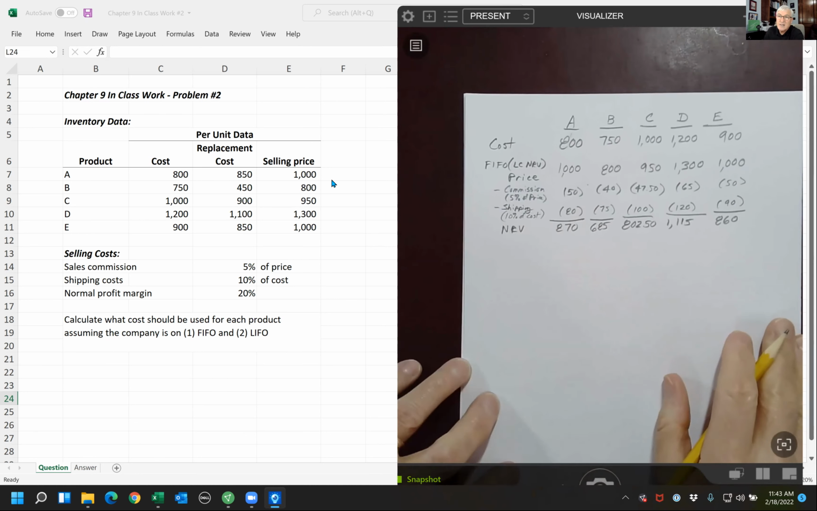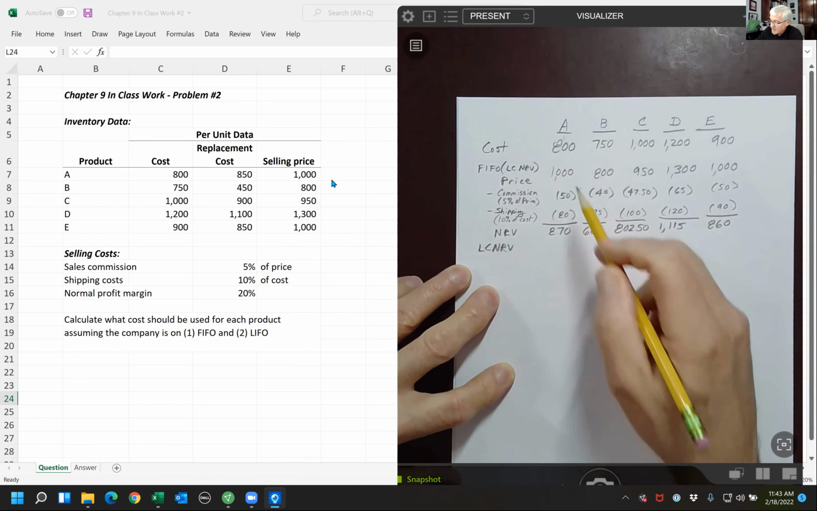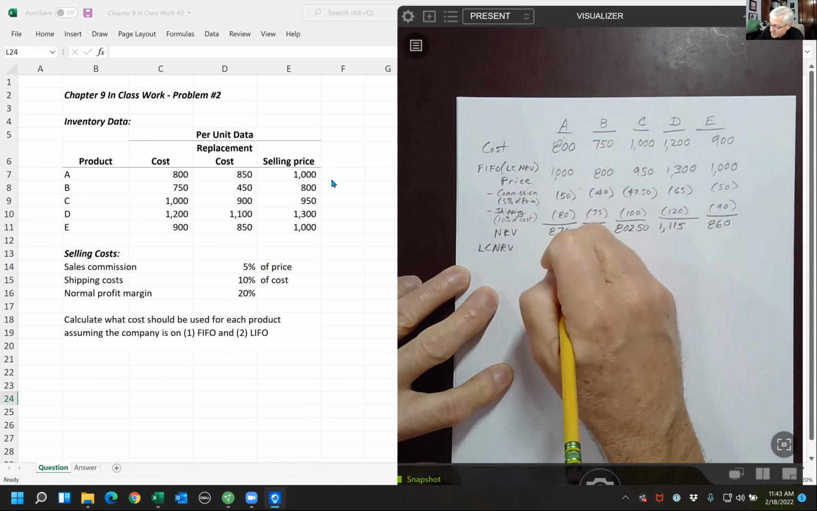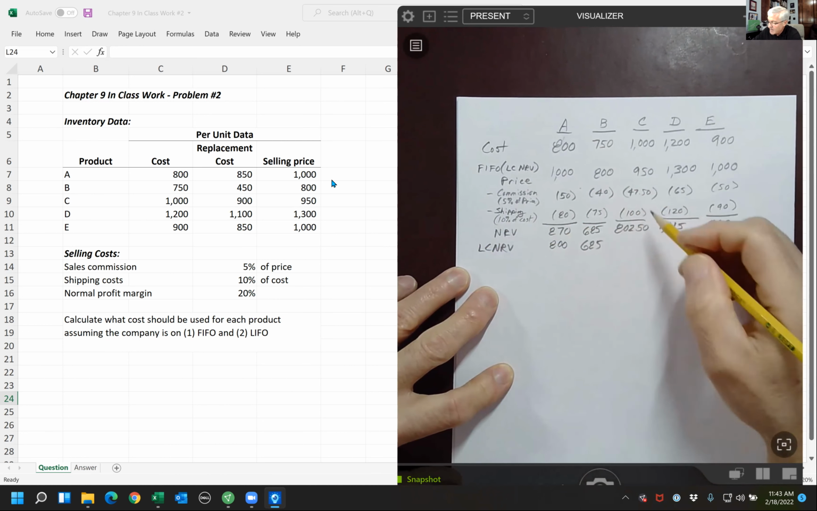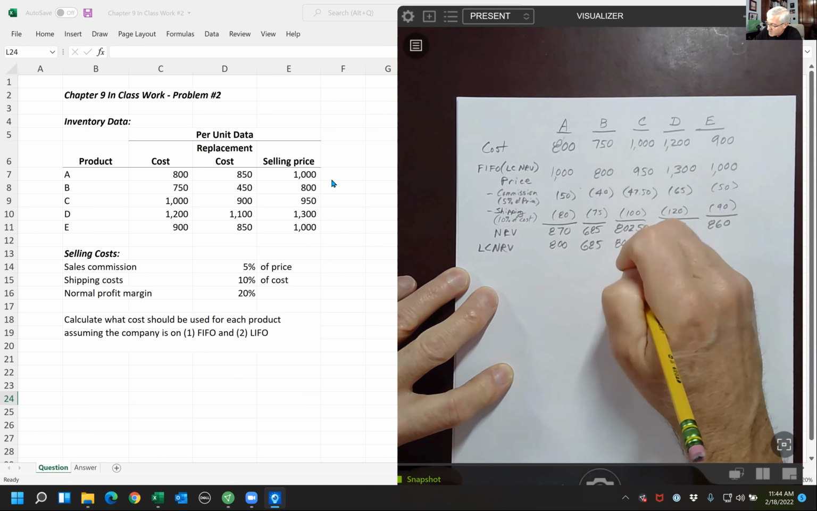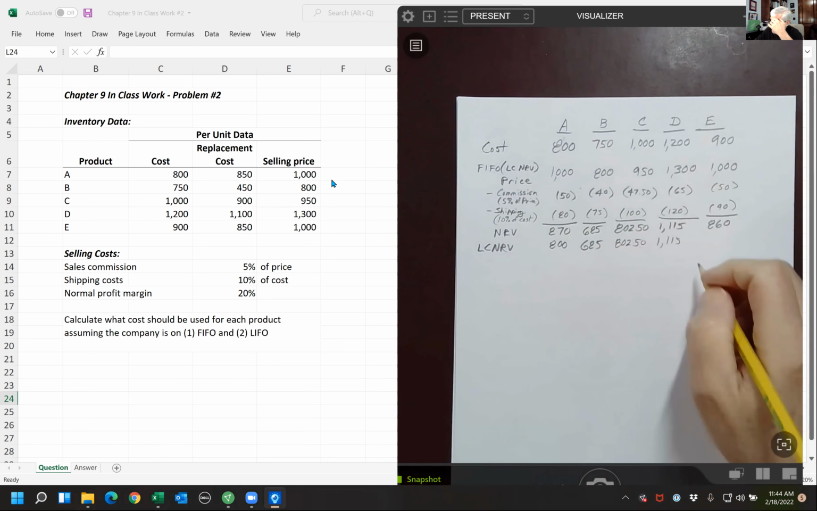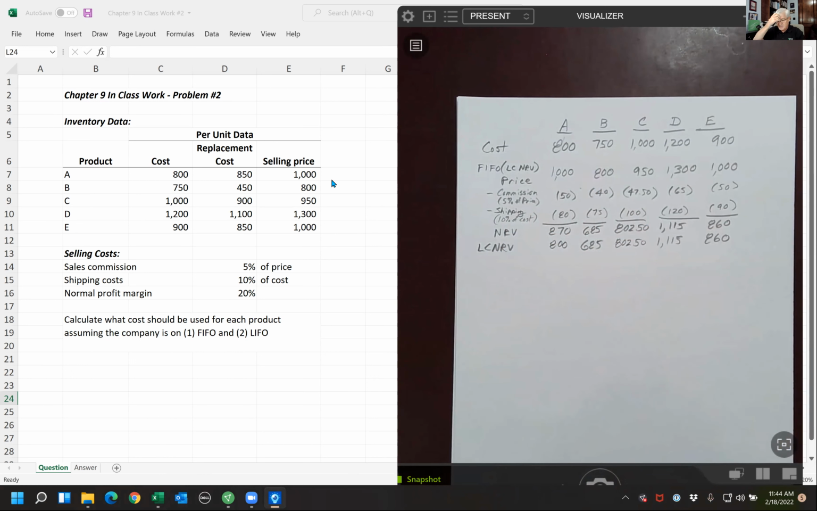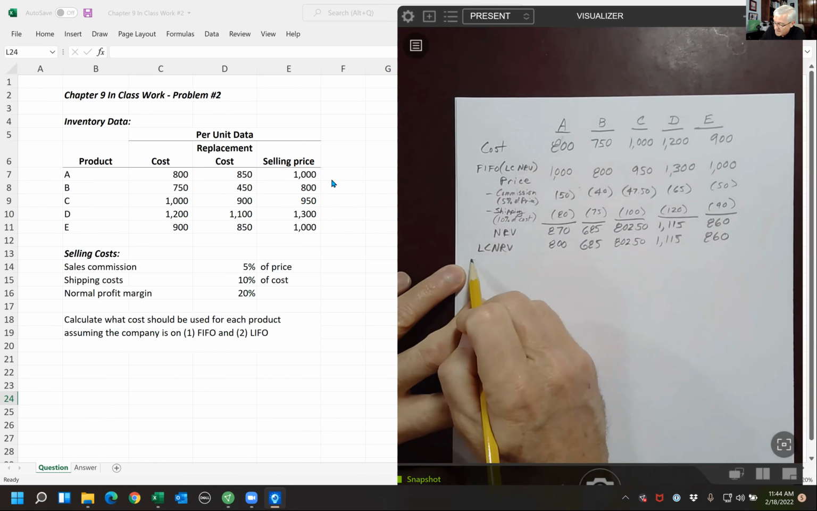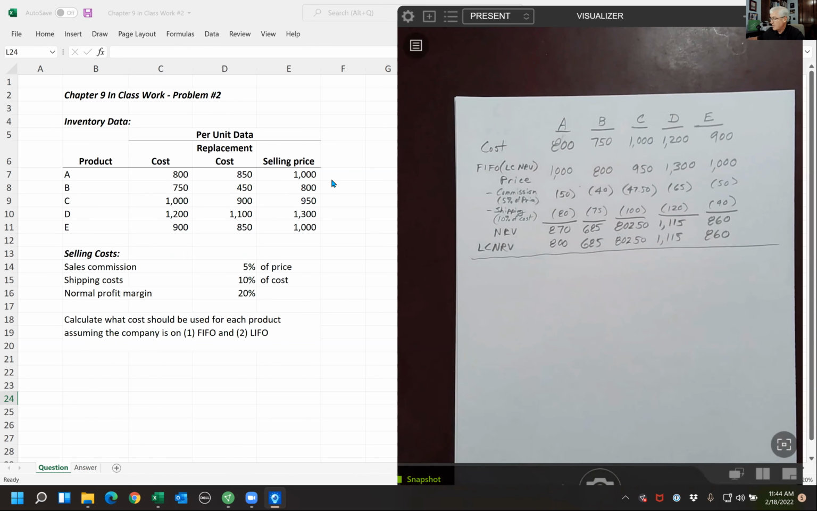So now it's just logic. Compare. Lower of cost or NRV. Which is lower? Cost is lower, 800. Which is lower? NRV is lower, 685. NRV is lower, 802.50. 1,115 is lower than 1,200. And 860 is lower than 900. And so therefore, we've taken care of the first part of this problem, which was the LIFO, the FIFO, I mean.